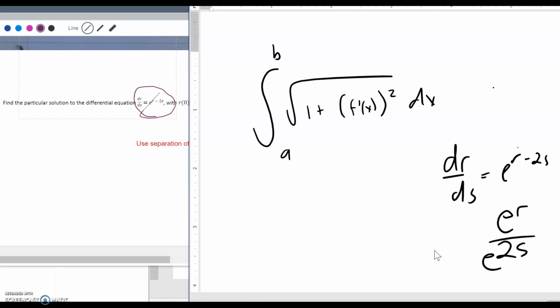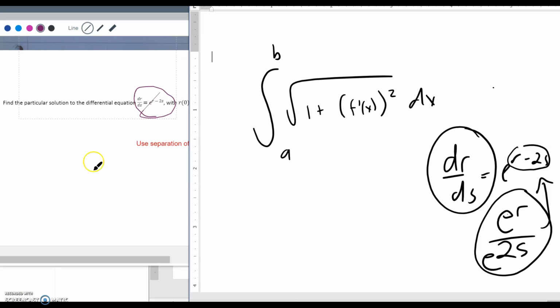Remember, your exponent rules say r minus 2s. If I write this as a fraction, e to the r divided by e to the 2s is the same as e to the r minus 2s. And that'll allow you to separate when you have that fraction equal to that fraction.